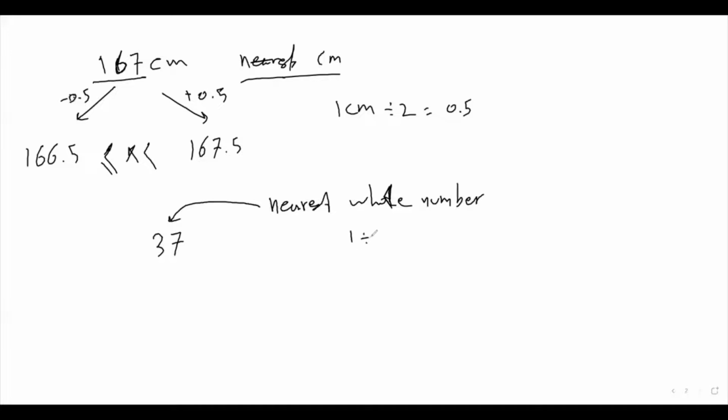And if you divide it by 2, you get half again. So you add half and you subtract half, you get basically 37.5 and 36.5. That would be the upper bound and lower bound, right? You can use X in the middle to show it as an inequality.